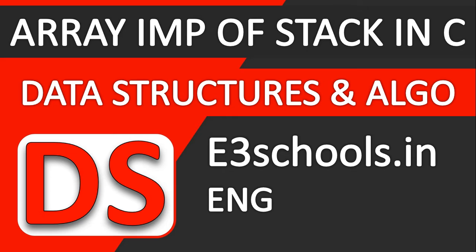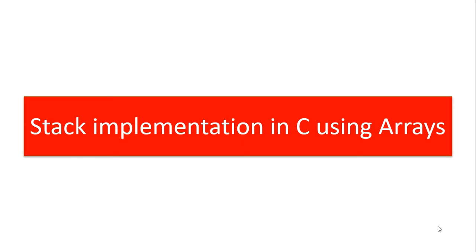So in this video, we are going to implement the stack data structure in C language. Stack implementation in C using arrays. There are three ways we can implement the stack data structure. One is array implementation, the second is pointer, and the third is linked list implementation. All these three concepts will be discussed in separate videos. As far as this video is concerned, we are going to implement stack using the arrays concept in C language.